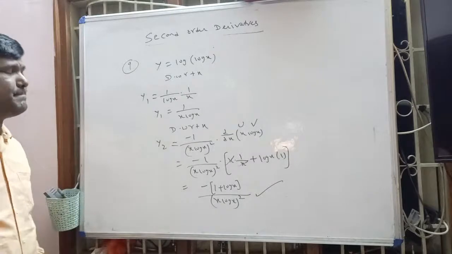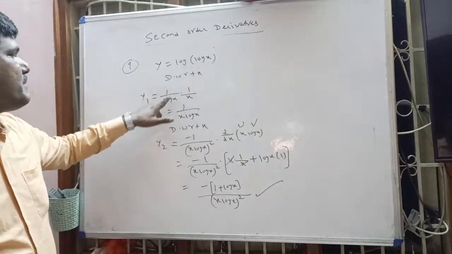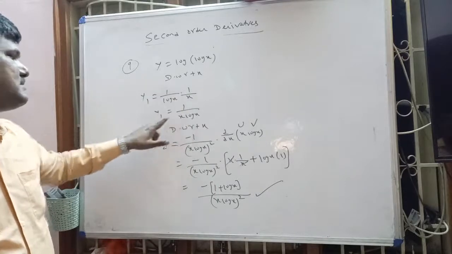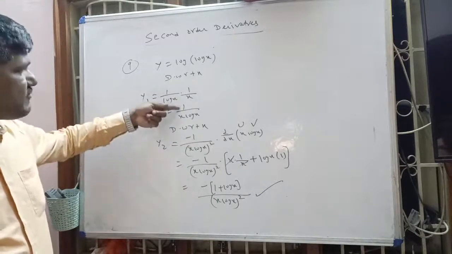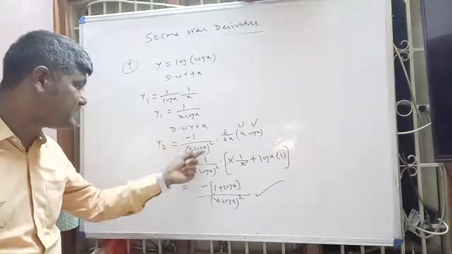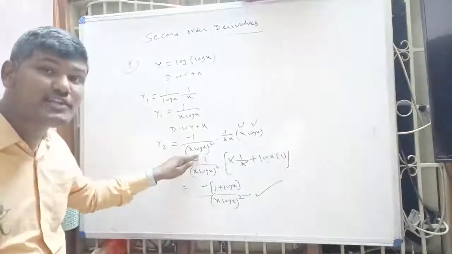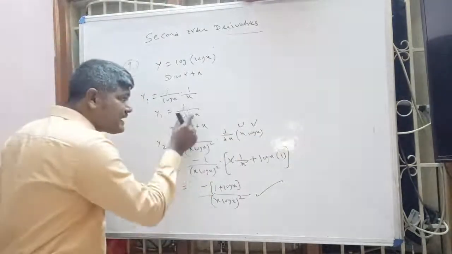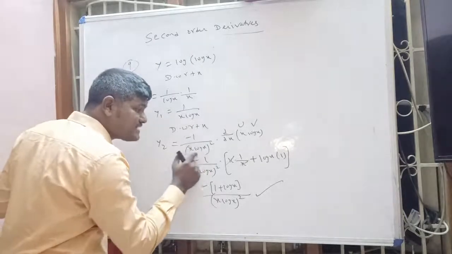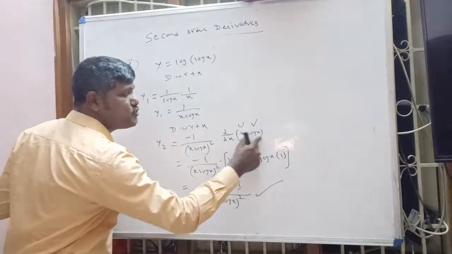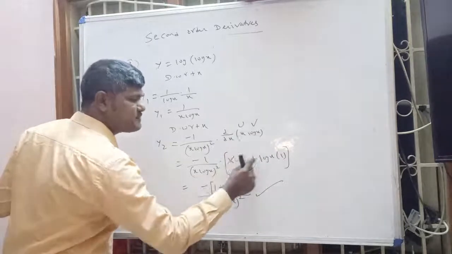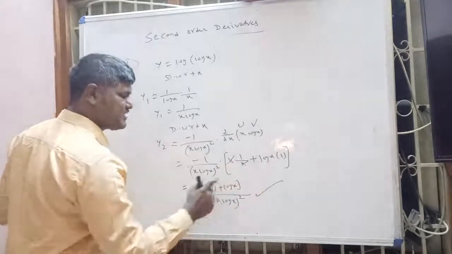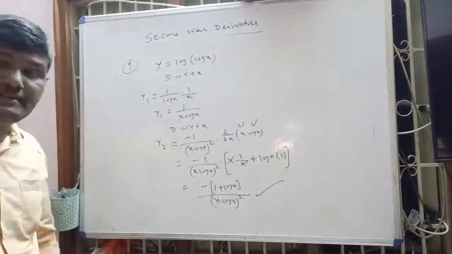I repeat once again. The derivative of log x is 1 by x. This is not x. Again log x, 1 by x. 1 by x log x. Again derivative, y2. It looks like 1 by x, minus 1 by x square. This is not x. What is this? x log x. For that, again do the derivative. Chain rule. Again do the derivative of this, uv: x into the derivative of log x, 1 by x, plus log x into the derivative of x, 1. x and x cancel. 1 plus log x by (x log x) whole square. Understand, everybody?